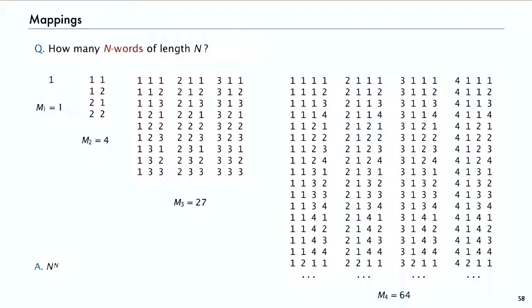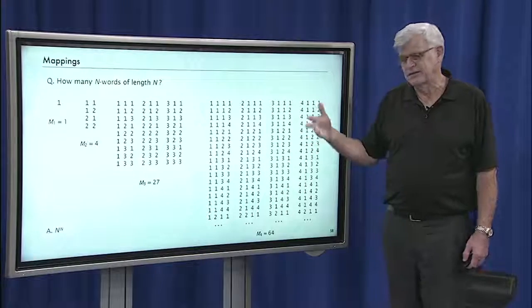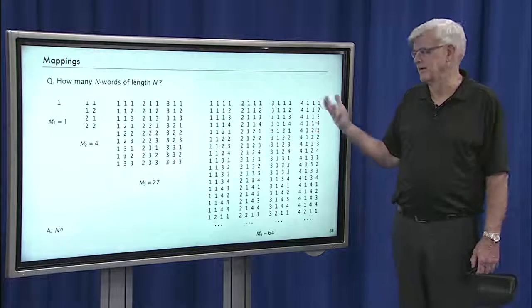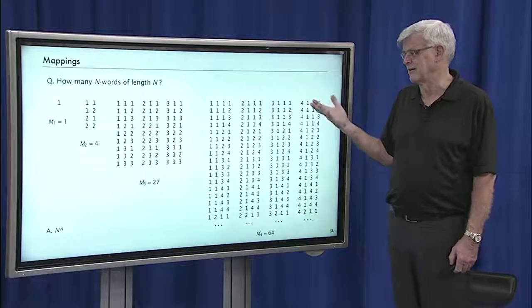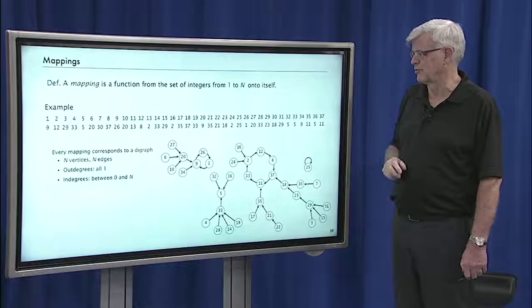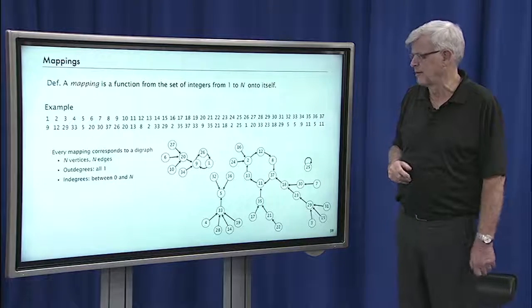For every position, we can assign any one of n different numbers. It's n to the n. That's simple enough, but actually there's an underlying structure that's fascinating and arises in numerous applications.